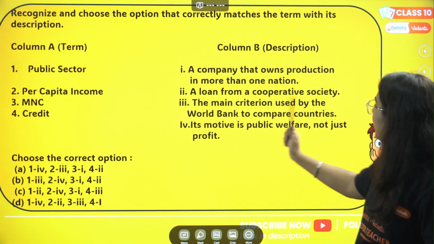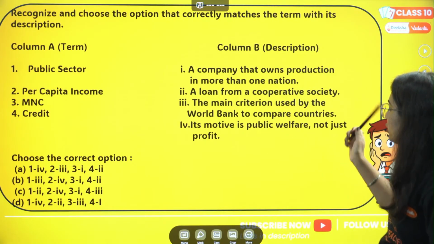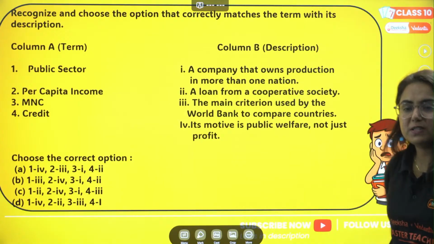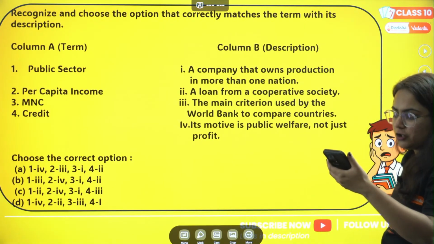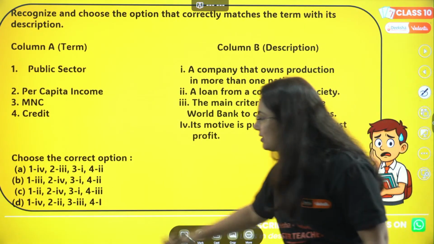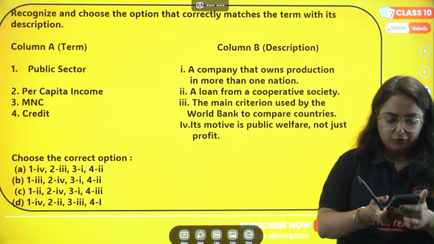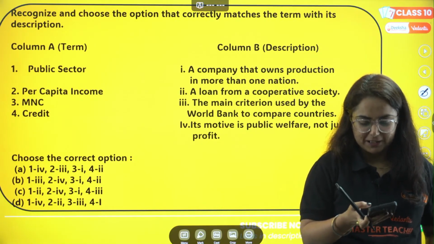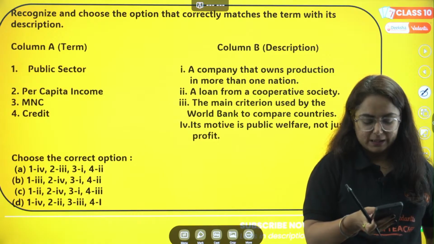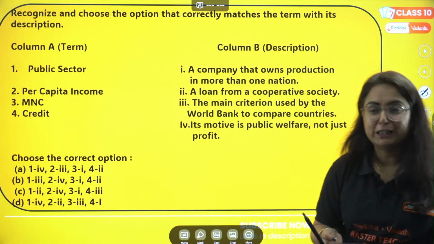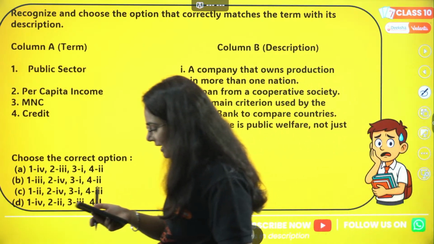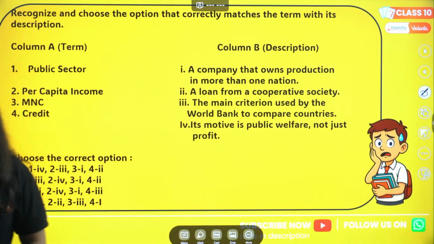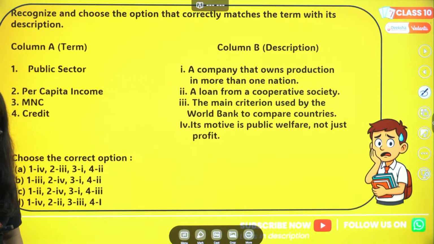The main criteria used by World Bank to compare countries, or its motive is public welfare and not just profit. Choose the correct option. Options are in front of you. This one is also easy. Sweet dreams. Okay, whenever you will sleep today, you will remember that 7 crore in your mind. Pay attention to that 7 crore before answering the question. 7 crores here become very important.